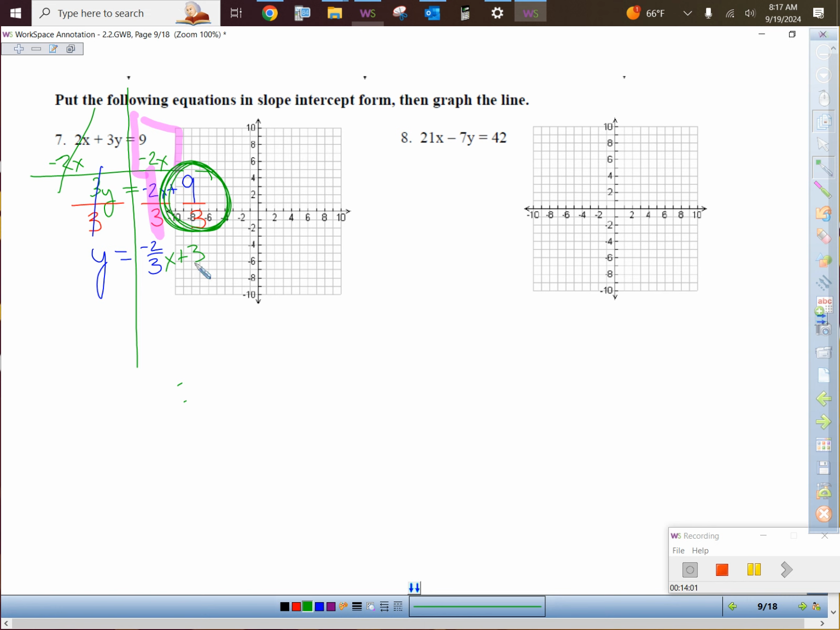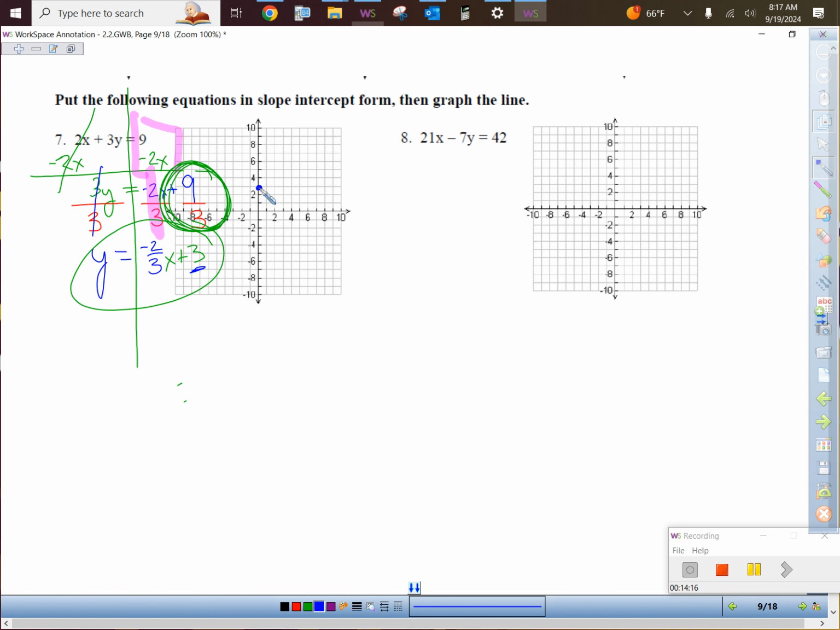Sorry, I'm kind of on top of that graph right there. But are you okay with that? That's only one example. Now let's graph that. This we can easily graph. Could you tell me what the y-intercept is? 3 is. This number right here is the y-intercept, so start at 3 on the y-axis.